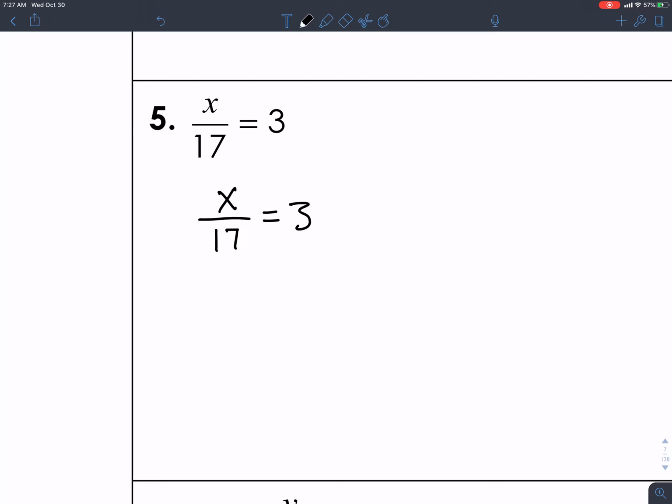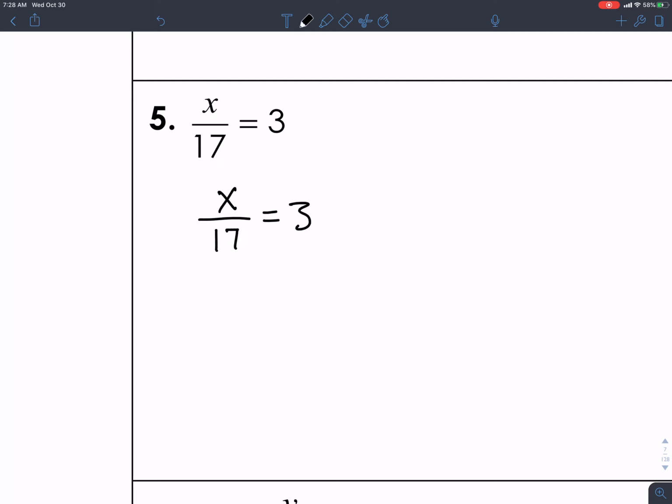Now, I'm looking at this problem, and the way that is read is X divided by 17. That is what that is. That is how division is going to look pretty much from now on for the rest of your math lives a lot. You will see it looking like a fraction. That is X divided by 17 equals 3.